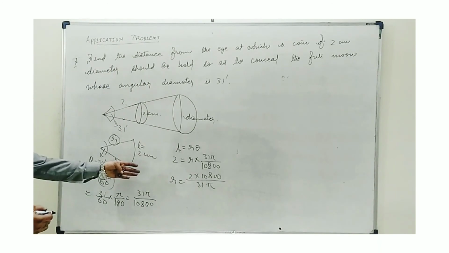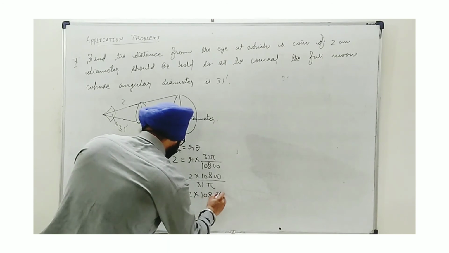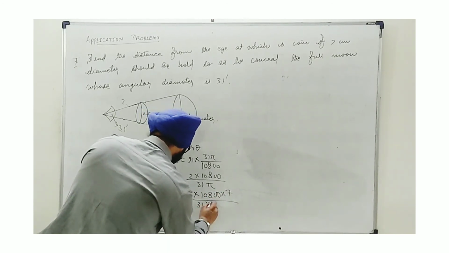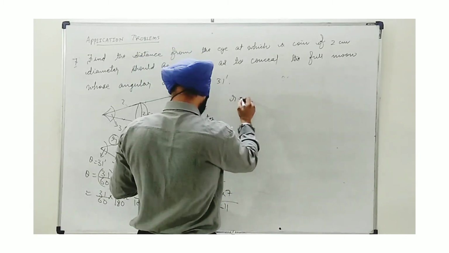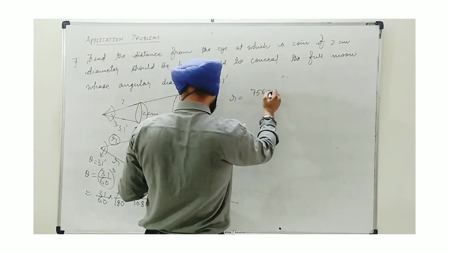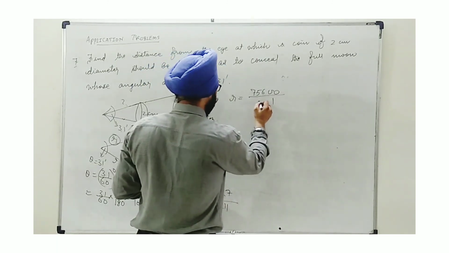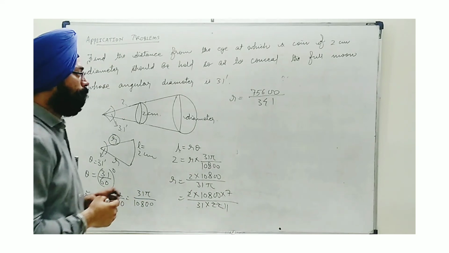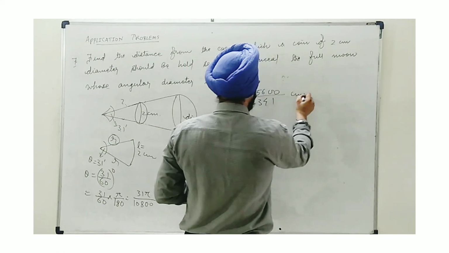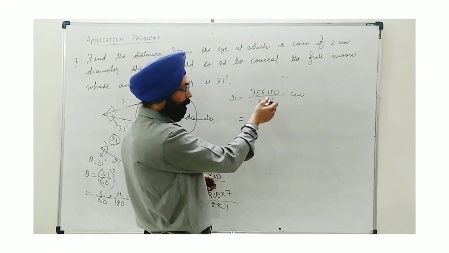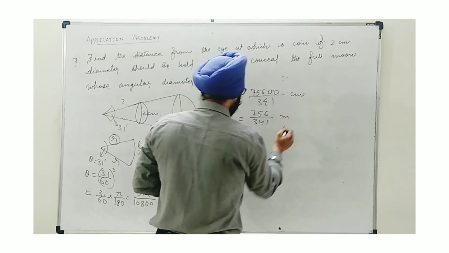And as we need R in terms of meter, that's why I put the value of pi as 22 by 7. So 2 into 10800 into 7 over 31 into 22. It comes to 11 za. So finally R is equal to 75600 divided by 341. Let's see what we get in decimal form. This can be written in centimeter, and to convert it in meter, we can divide it by 100. So we get 756 by 341 meter.